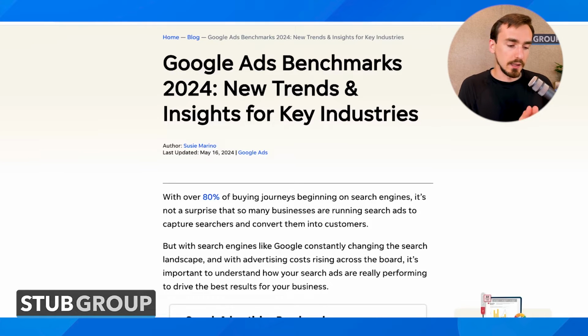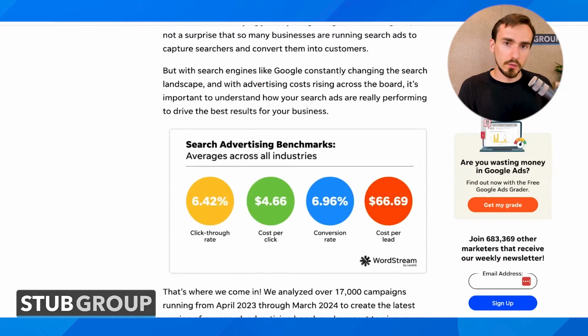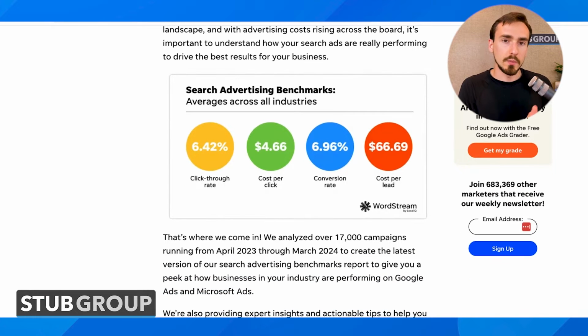At a very high level, these are the averages that Wordstream found. 6.42% click-through rate. That's just a percentage of people who click on ads after seeing the ads on the search side of things. So this is for Google search in particular. Cost per click on average, $4.66. Conversion rate, just under 7%. Cost per lead, just under $67. So let's kind of dig in a little bit further here.